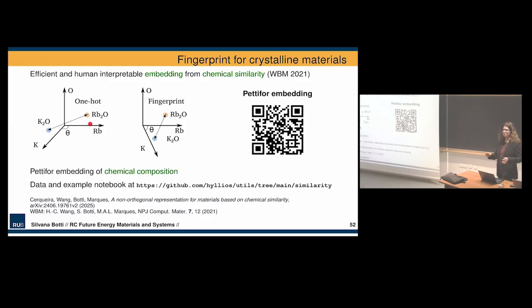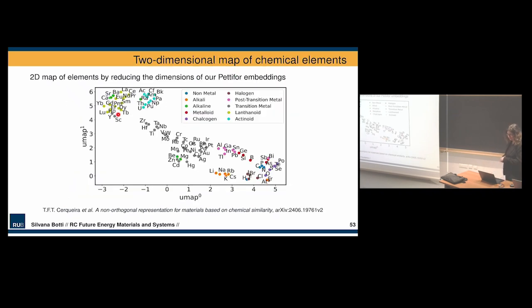So if you understand, it's still a one-hot representation, if you want, but the system of axes is no more Cartesian, no more orthogonal, in such a way that the closer compounds are more chemically similar. So we also define a distance this way. And I show you now how this can be applied to a simple example.